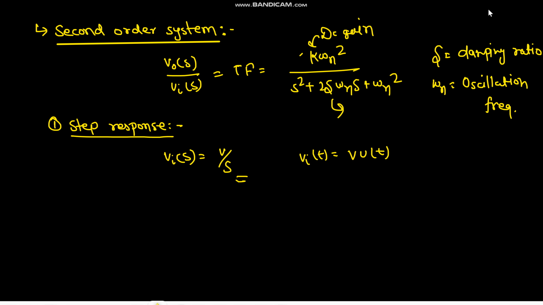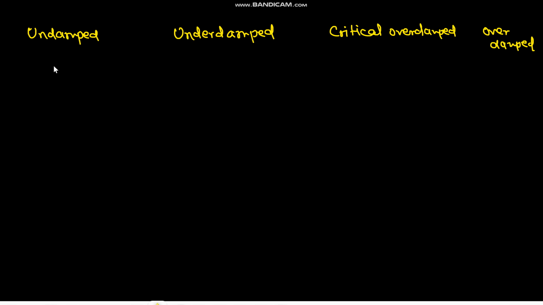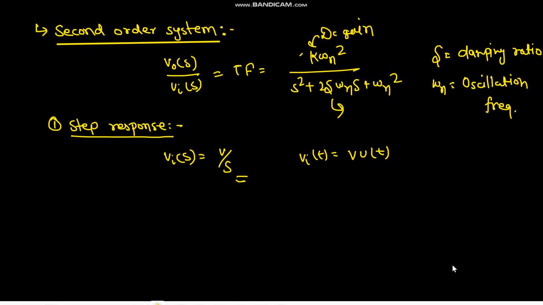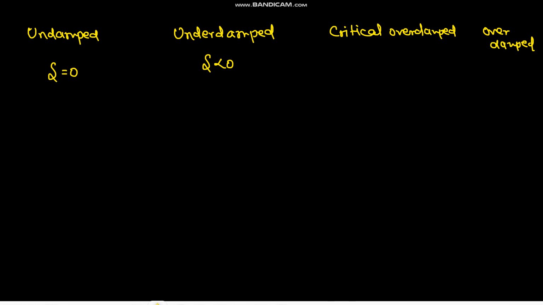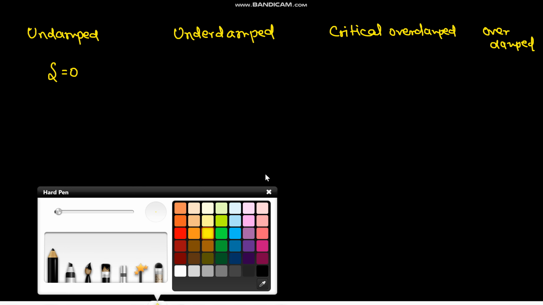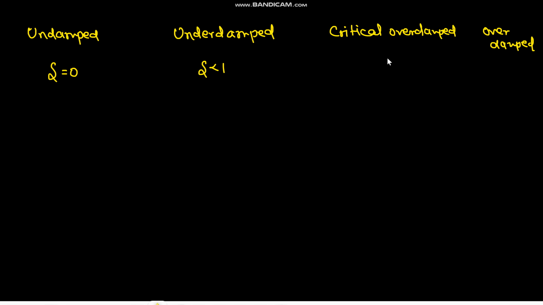Okay, so for undamped system, zeta equals 0, and for underdamped, zeta less than 1. For critical damped, zeta equals 1. For overdamped, zeta greater than 1. Okay, so undamped means there is no damping. So there is no damping there.